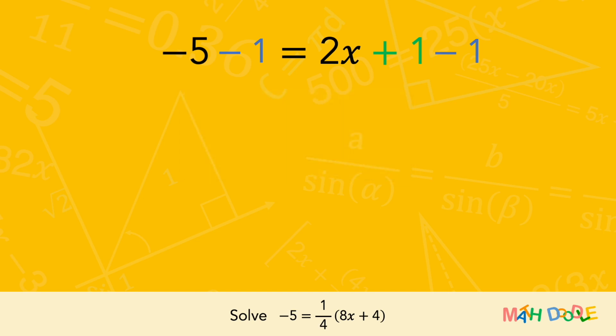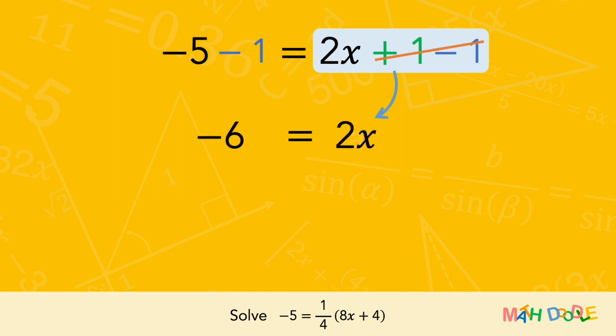After subtracting 1, the left side of the equation is simplified to -6. Then, the right side of the equation can be simplified to 2x. We now have a new equation, -6 equals 2x.